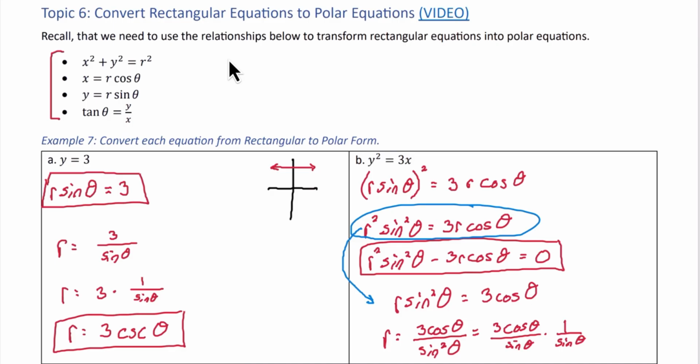And then that would give us, I'm running out of space, r equals 3 times cosine theta divided by sine theta, which is cotangent theta, and then 1 divided by sine theta is cosecant theta. So again, just an alternate way to write that equation with r being isolated. We did have to make some assumptions that sine theta is not 0.